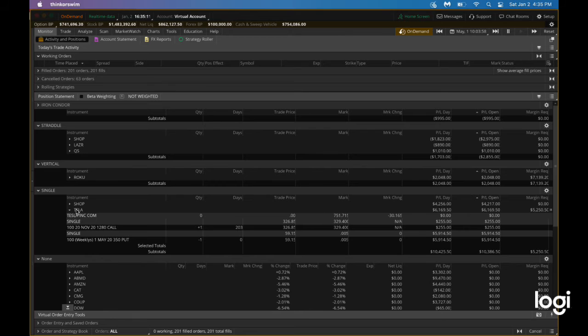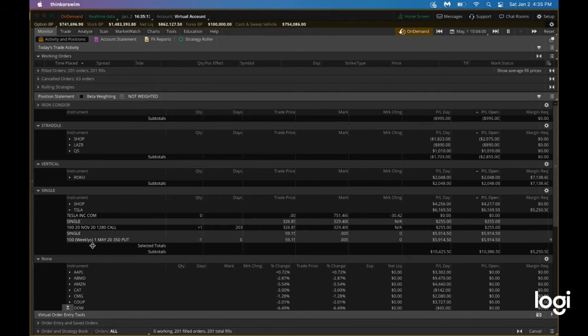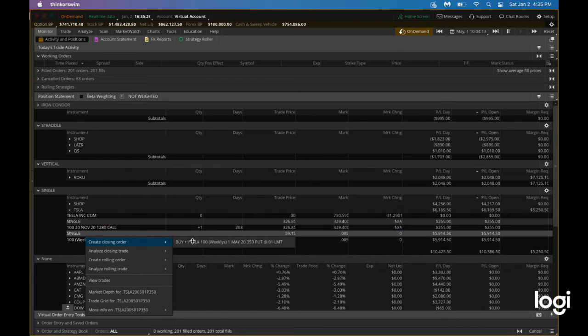Okay, we are done buffering. So let's go to the Tesla put position that we sold. It's expiring today. I think we made a good profit here. As you can see, we made $5,900, almost $6,000 profit. Let's go ahead and take the profit here.